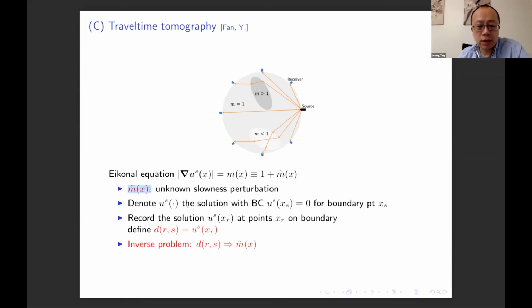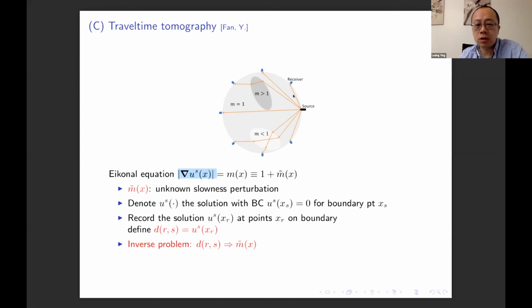So what is the boundary data here? The boundary data is the solution of the so-called Eikonal equation. At the source location, which is called xs, you set the solution of the Eikonal equation to be 0. And then you solve the Eikonal equation everywhere else. Then for every receiver point, denoted by xr, you record the solution of this Eikonal equation with the solution equal to 0 at the source. Okay, so this is called the travel time.